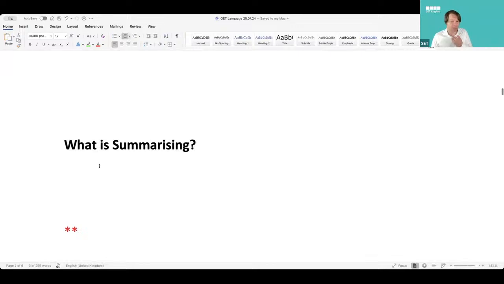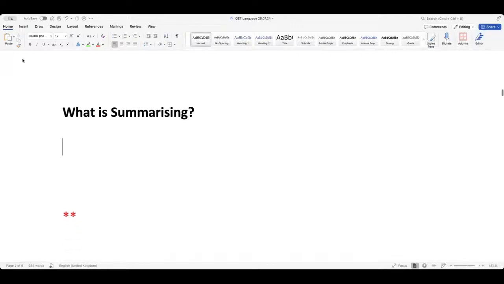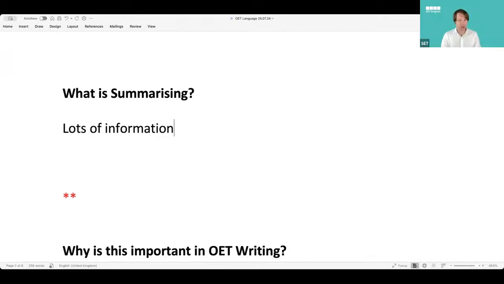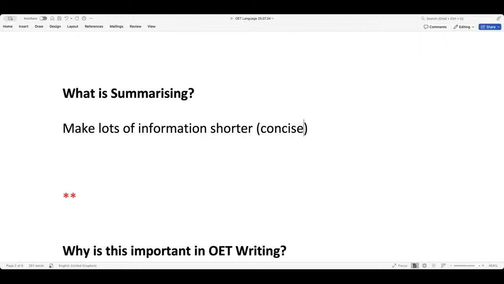What is summarizing, Naz? It's kind of main idea. If there is a lot of information, we need to get the main idea and make it short and concise. Main idea is only one way. There are many ways, Naz. So to make lots of information shorter. That's a good definition. And what does shorter mean? Or I should say, what does concise mean?